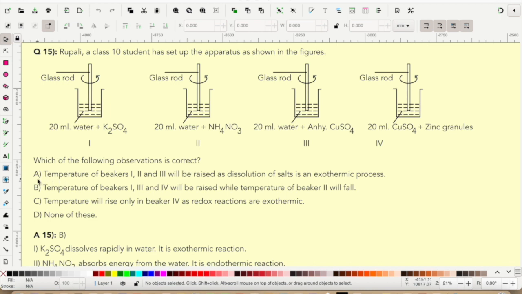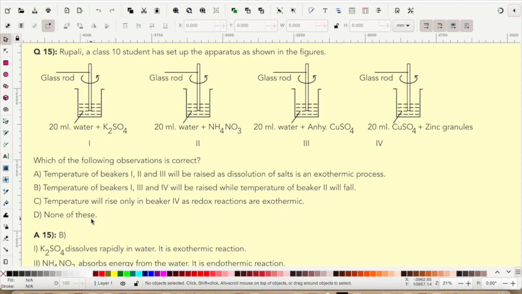Observation A. Temperature of beakers 1, 2 and 3 will be raised as dissolution of salts is an exothermic process. Observation B. Temperature of beakers 1, 3 and 4 will be raised while temperature of beaker 2 will fall. Observation C. Temperature will rise only in beaker 4 as redox reactions are exothermic. And option D. None of these.